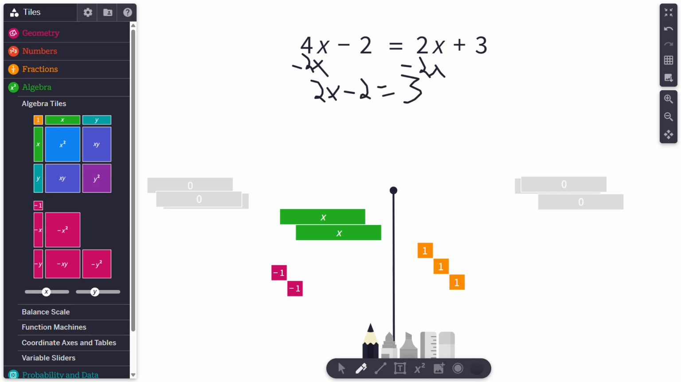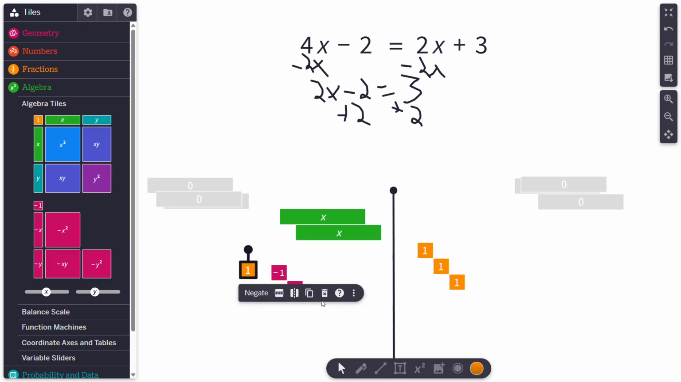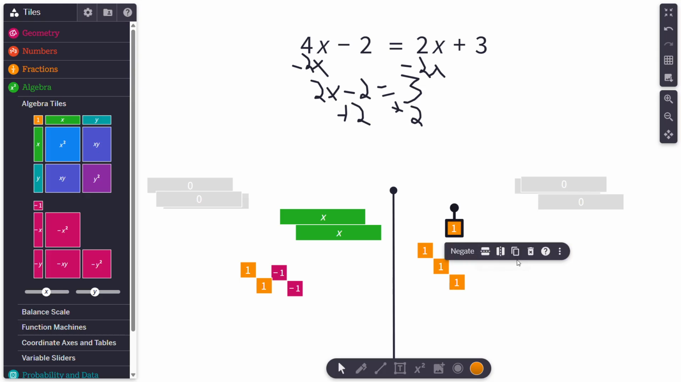So back to this, we have 2x minus 2 equals 3. Well, to get rid of this minus 2, we have to add 2. And we have to do that to both sides. And we are going to get, perfect. So now we end up with a 0 pair and a 0 pair. So now we have 2 x's and 5 1s on the one side.